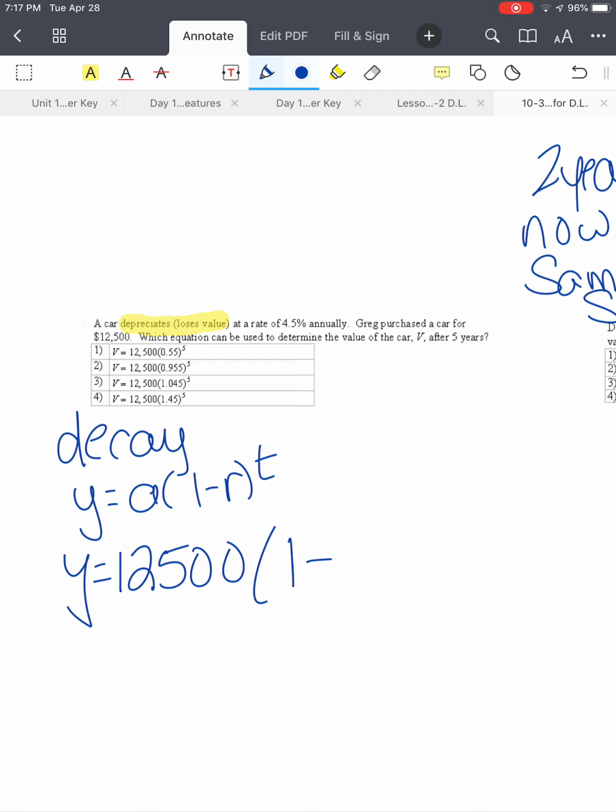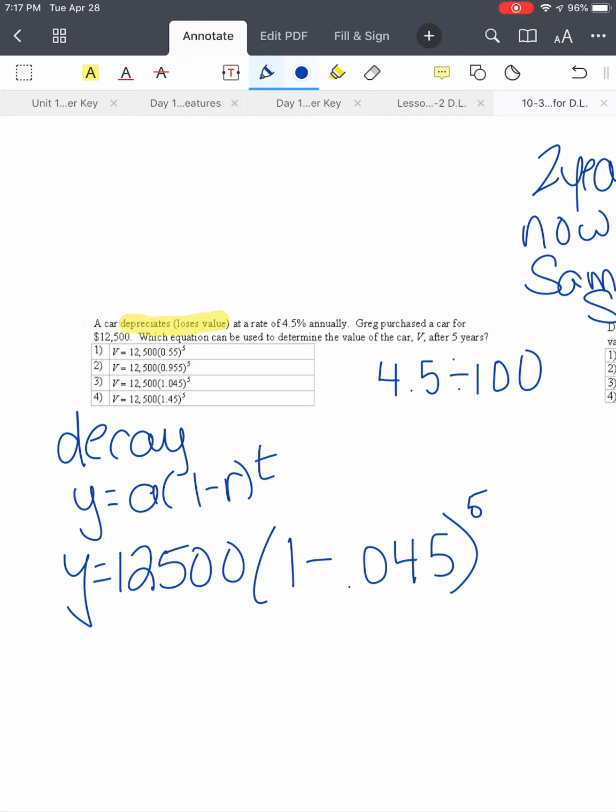1 minus R. Well, R is 4.5%. But again, I need to put it as a decimal. So 4.5 divided by 100. Just simply pop that into your calculator and you get 0.045. And we want to know after 5 years. Why 5 years? That's just the number of years that they picked. Okay, so that's it. Maybe they might ask us what it's worth, but they didn't actually do that in this case. They just wanted us to write the equation for it.